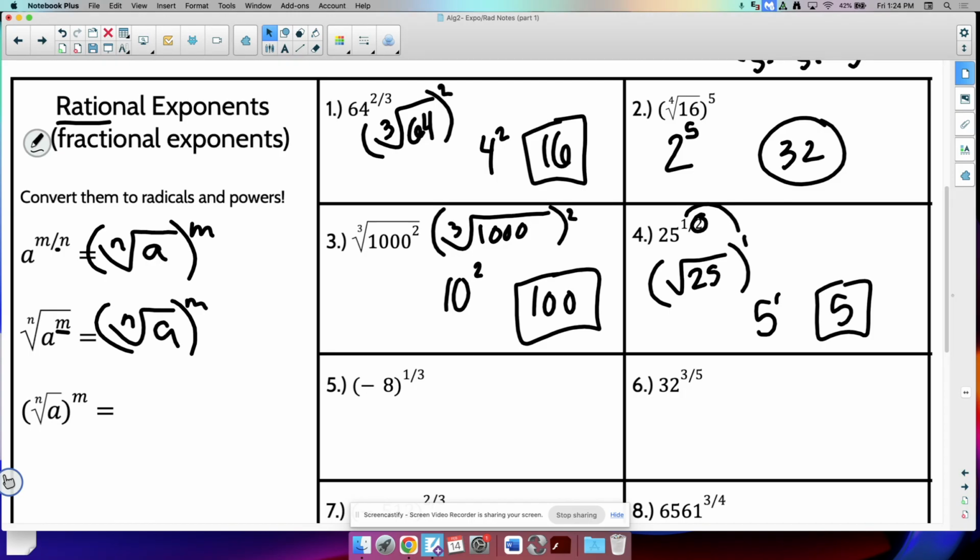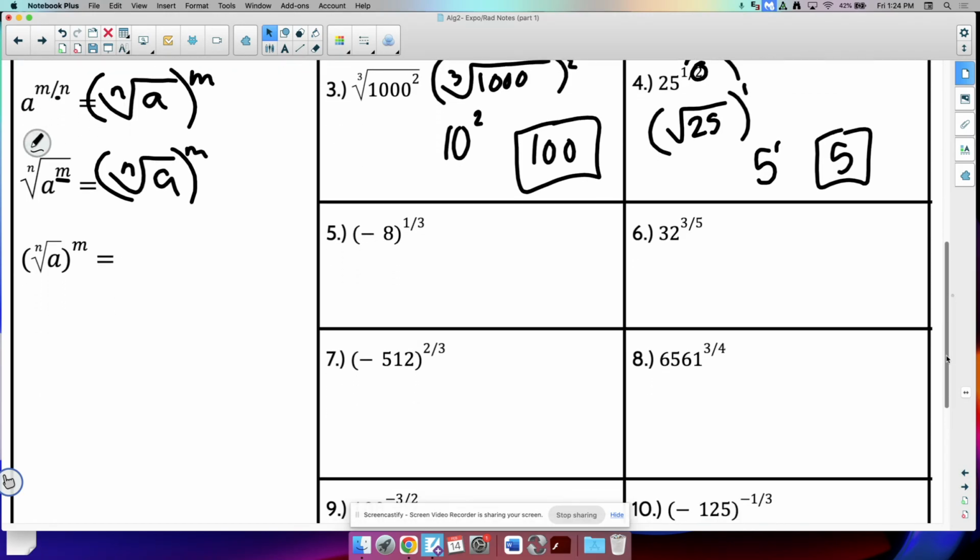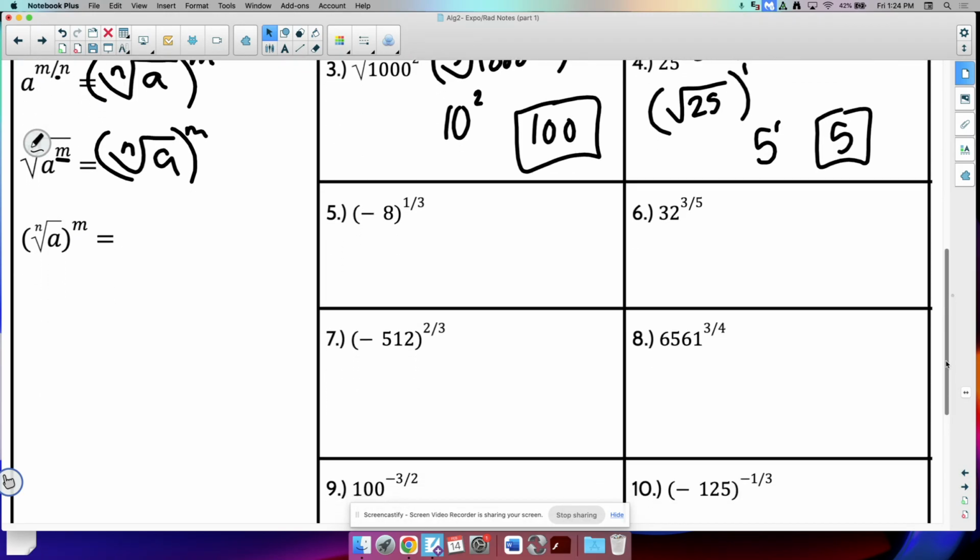Number 6. What sort of radical are we being asked to find? The fifth root of 32. And then what exponent? 3. So that pattern never changes. Bottom number is your root, top number is your power. What's the fifth root of 32? 2. And now what's 2 to the third? 8.